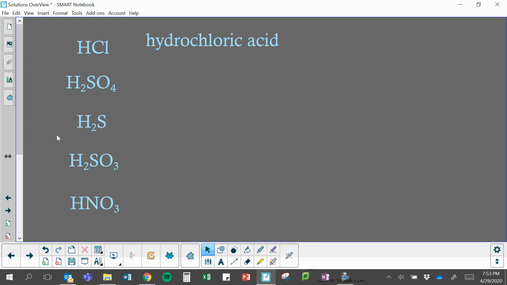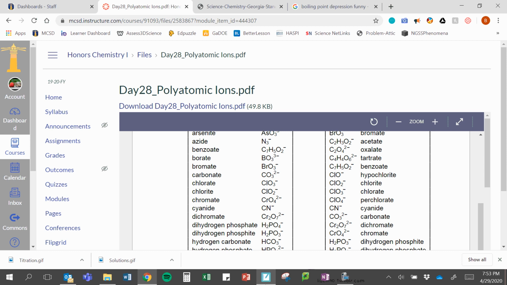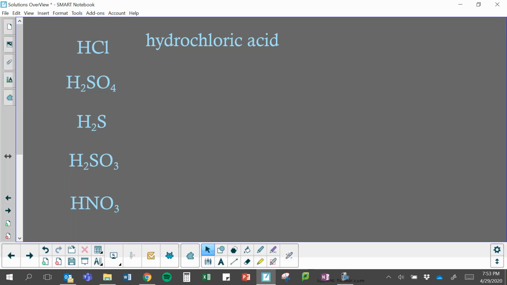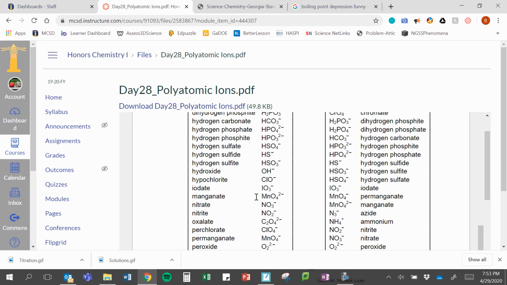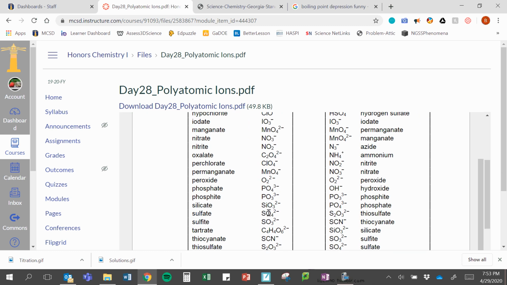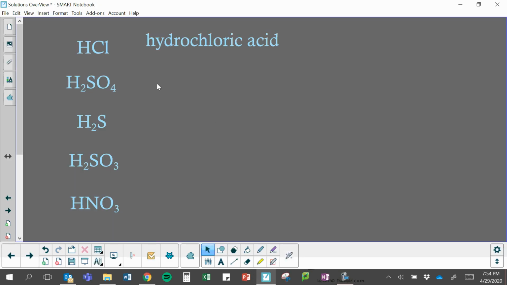Okay, this next one does have oxygen in it, and we need to look at our polyatomic ions. If we don't remember our polyatomic ions, remember, I have this posted on Canvas if you need it. So H2SO4. If we look for SO4, we see that SO4 is sulfate. So normally we would maybe think to name this as hydrogen sulfate, but it is an acid.